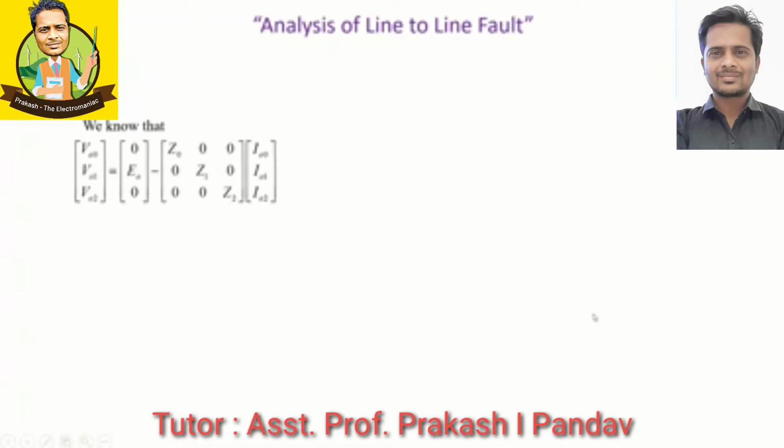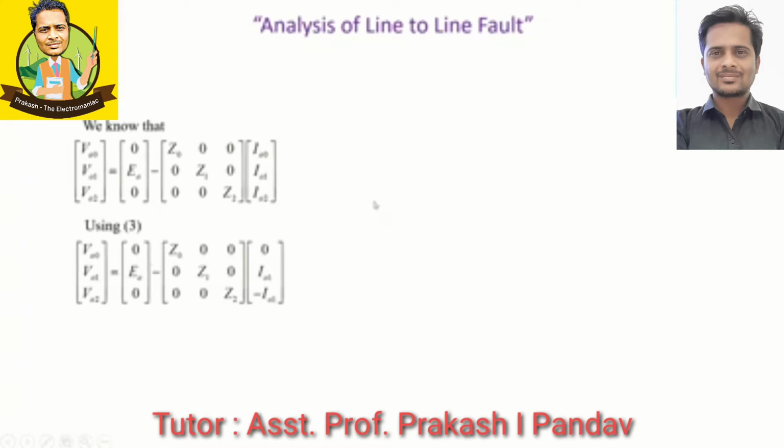Again, we know the relation between the open circuit sequence voltage and the sequence current. This relationship is given by this matrix. We know the values of IA0, IA1 and IA2, so we place those values here. The zero sequence current is 0, IA1 stays as it is, and IA2 is written as minus IA1.